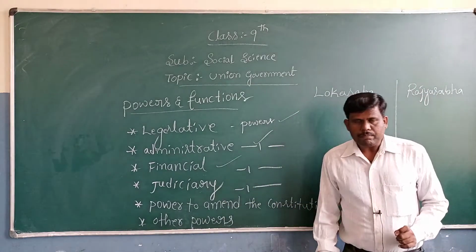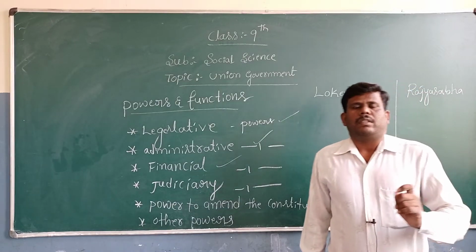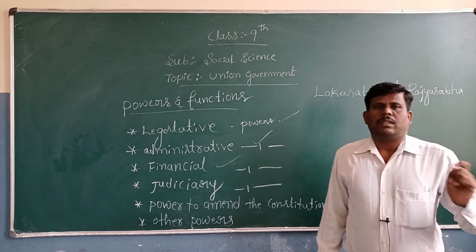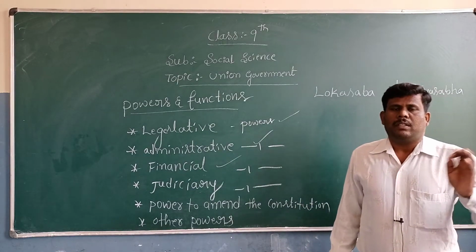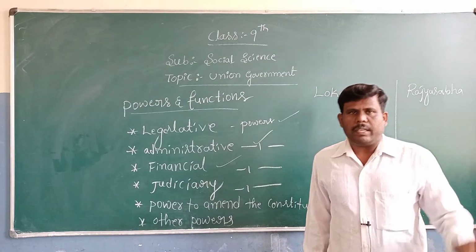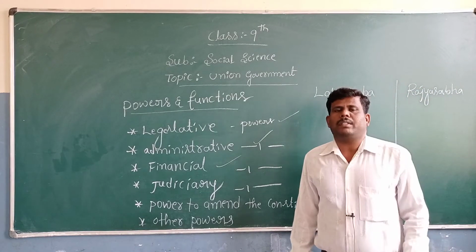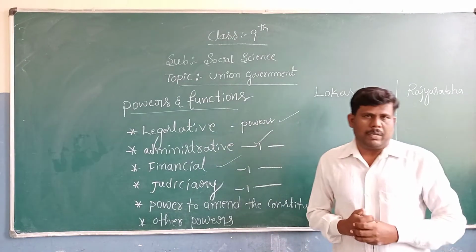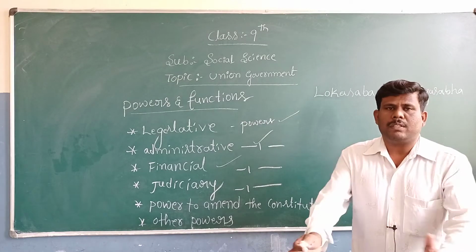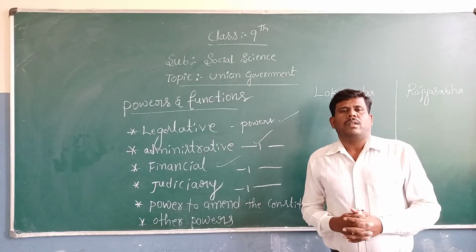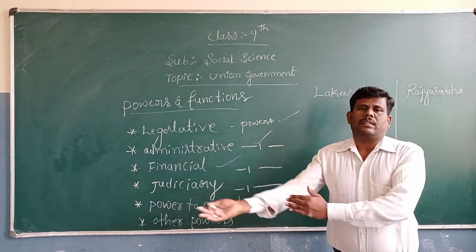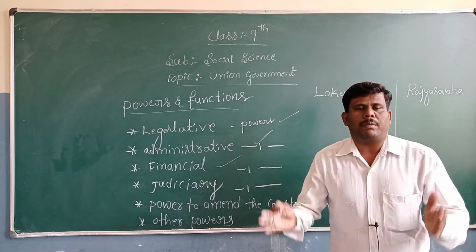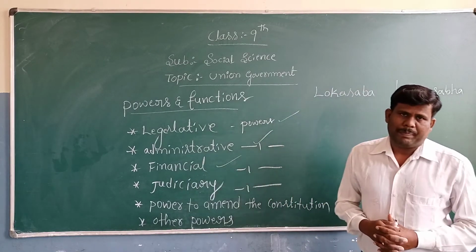Financial power. Children, taxes, penalties, and other financial assistance collected from the people by the government must take permission from the legislative assembly. First the government takes permission from the legislative assembly, then it can collect taxes, especially taking permission from the Lok Sabha.